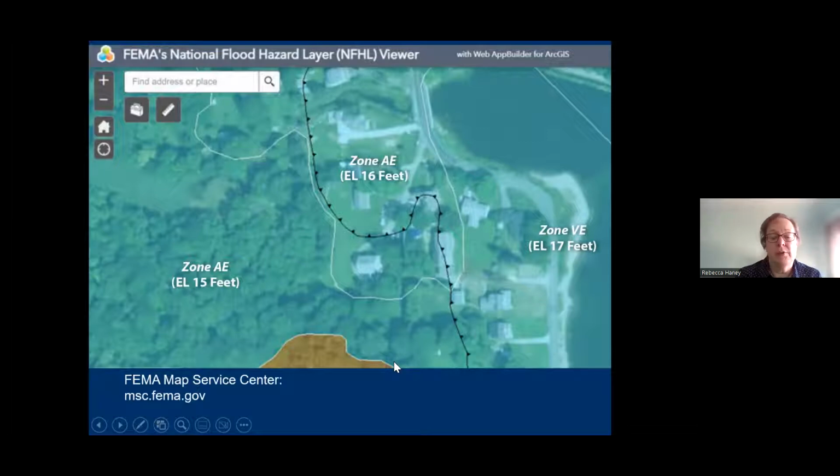So some of the coastal barrier resource unit zones, for example, are these hash lines. Those can sometimes obstruct other information. Those are all things that you can easily turn on or off to view different pieces of information in the flood hazard map viewer.